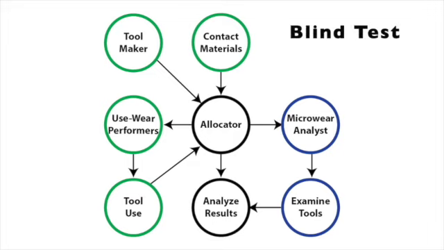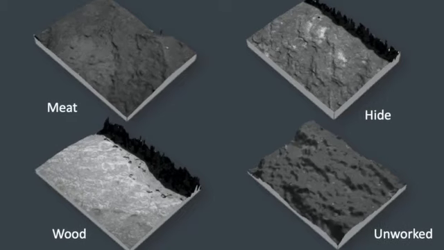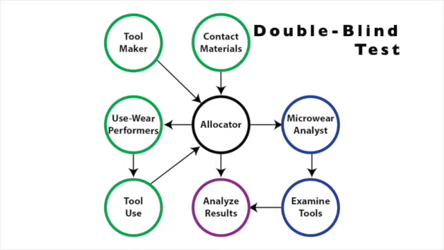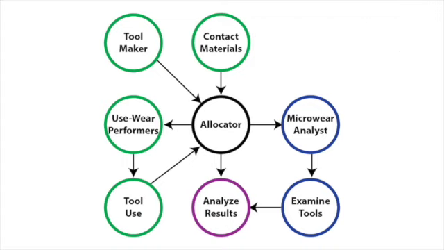The need for blind testing has implications for how we manage a project on use-wear. You need to have a manager or allocator who allocates instructions, materials, and tools to the people performing the experiments, and insulates all those processes from the analysis of the tools. For double-blind testing, that allocator also has to be a different person than the one who analyzes the final results of the experiment, as that person should be conducting statistical analyses without knowing ahead of time what the groups represent.